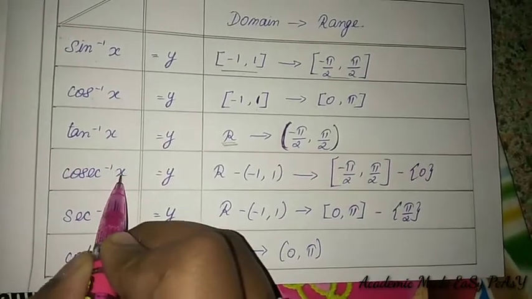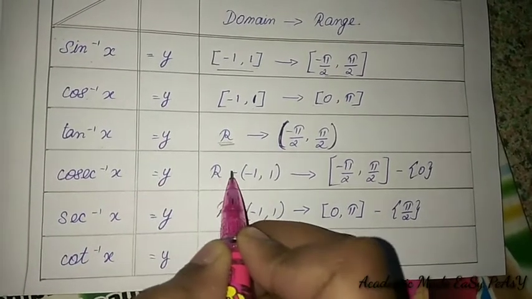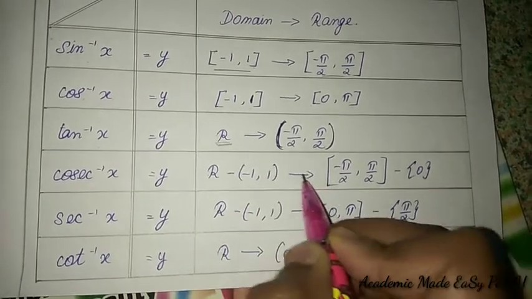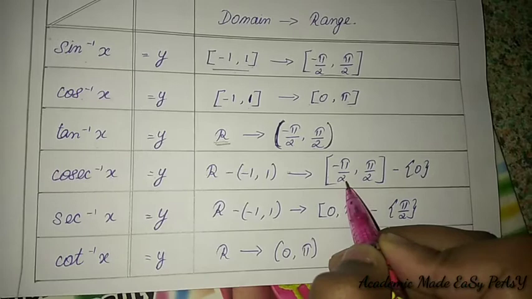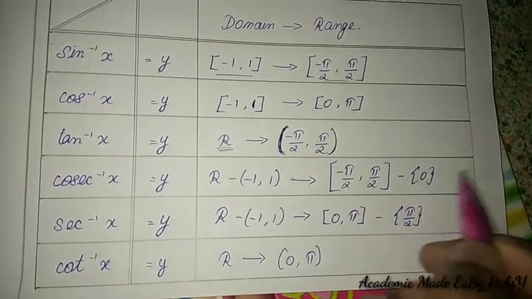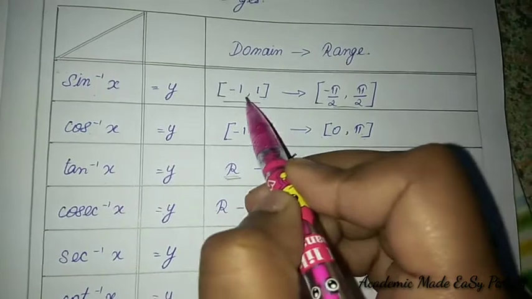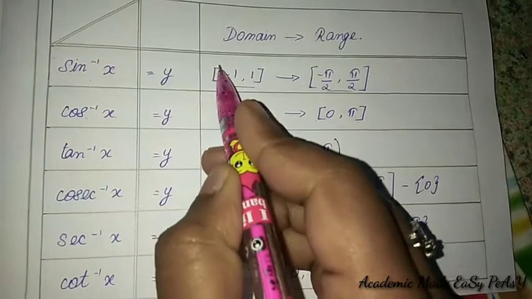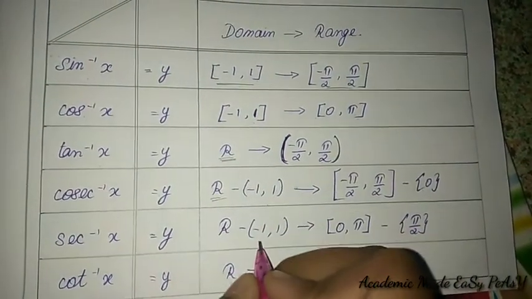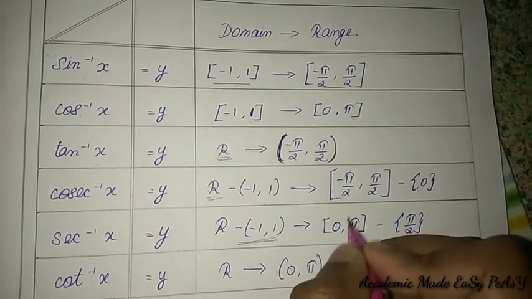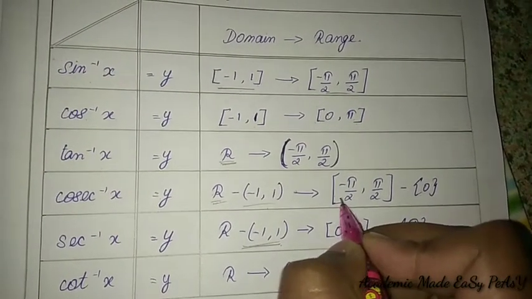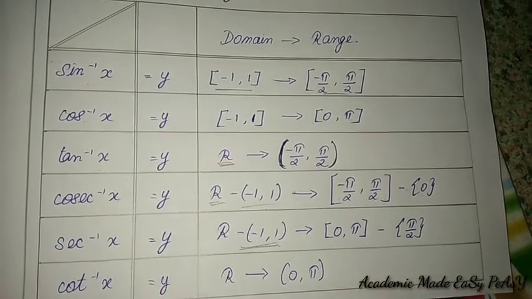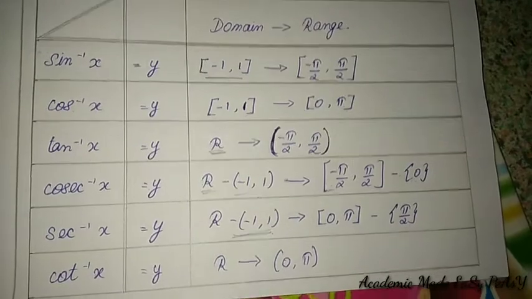So cosecant inverse x is equal to y means the domain is R minus (-1, 1). This is the open interval and its range will be [-pi by 2, pi by 2] minus {0}. Here it is the same as sin inverse, except that here only R will be there, and 0 will be excluded from the range. Only 0 will not be present for cosecant inverse x.